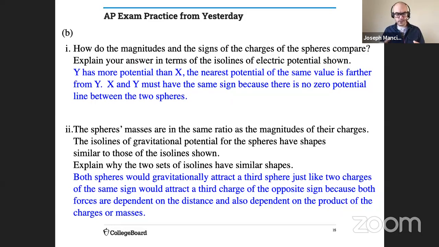If we were to bring in a sphere of the same sign as those charges, it would be repelled by those charges. If we were to bring in a sphere of opposite sign, it would be attracted to those charges, but the strength of that force would vary in proportion with the closeness of the isolines. So regardless of whether we're drawing gravitational isolines or electrostatic isolines, the magnitude of the force depends on the closeness of the isolines.